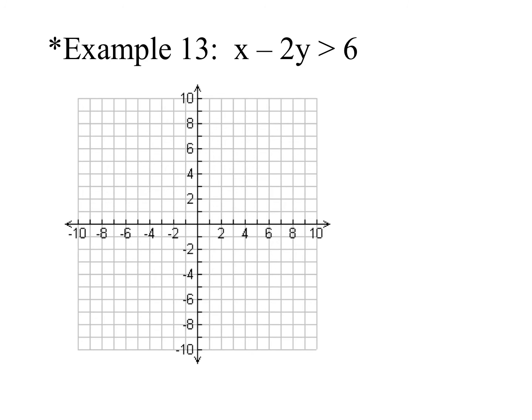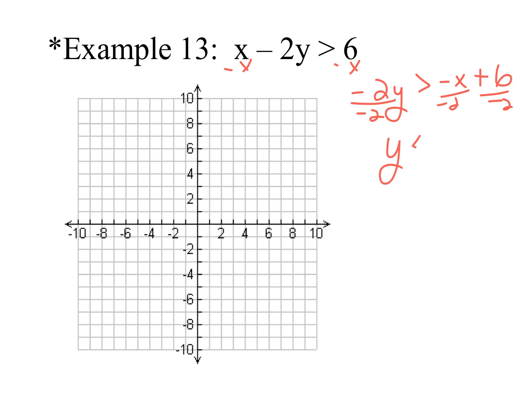Alright, here we go. Let's start. Minus the x. Negative 2y greater than negative x plus 6. Divide by negative 2. And again, because I divided with a negative, y is now less than 1/2 of x minus 3. Alright, so let's start this up. Go to negative 3. My slope is 1/2.